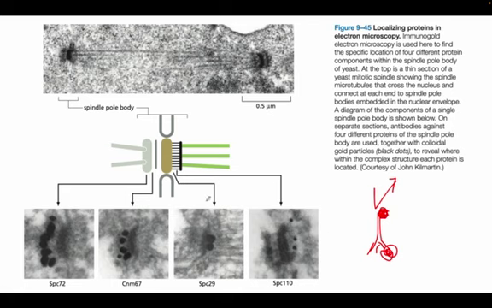Here is just an example of the resolution we can get with immunogold staining. Here there are different components of the spindle pole body. These are four different proteins of the spindle pole body, and we can label them separately with these antibodies and thus localize each of these proteins in the spindle pole. You can see all these black dots are individual antibodies that have gone and bound.